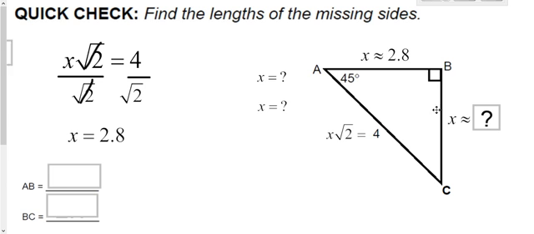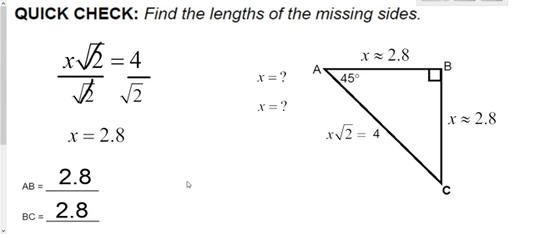So this x right here was 2.8. Of course, this other side is the same, 2.8. So side AB, 2.8. Side BC, both the legs, 2.8. Pretty easy to do when you just label it like it says in the formula chart. x square roots of 2. If this is the side we know, then it gives us the equation right there.